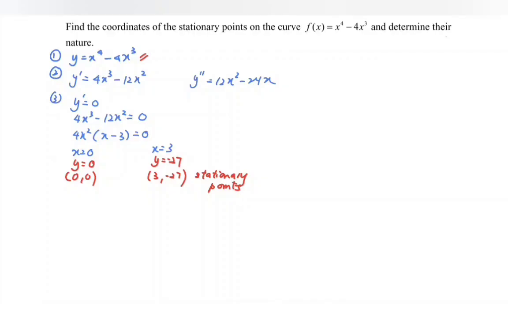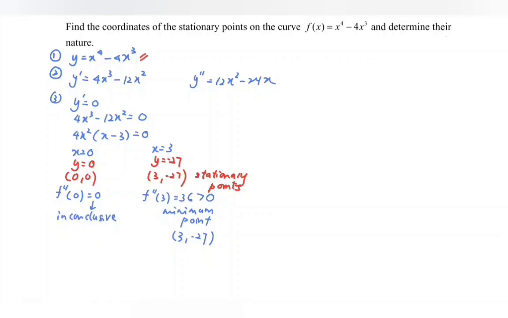Next, by using the second derivative, we need to test the situation given. So f double prime 0, f double prime 3. If we substitute 0, then we will obtain 0. If we substitute 3, then we will have 36, which is greater than 0. So from here, we can say that this is the minimum point where we have 3, negative 27. For this case, we still have inconclusive.